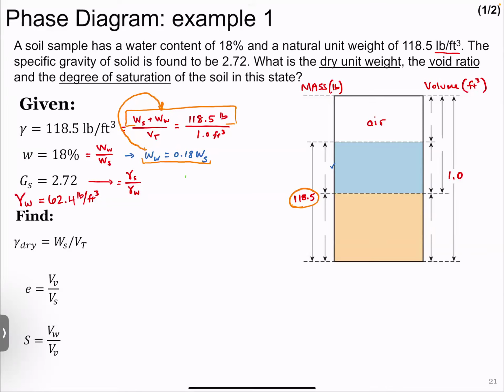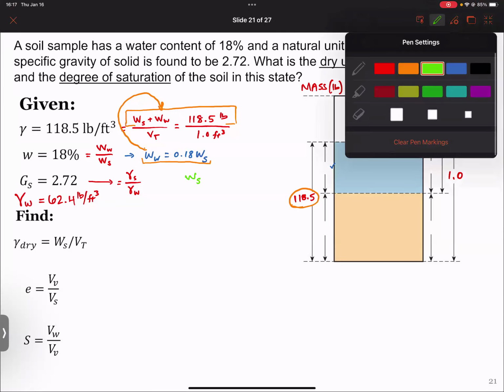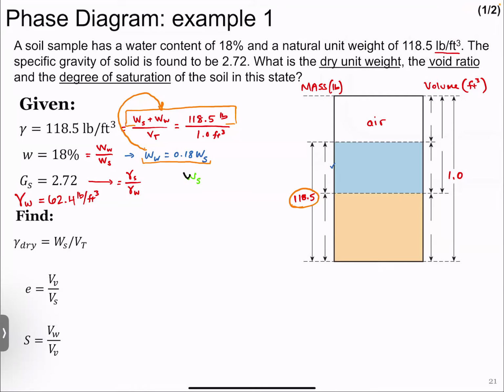So we get the weight of solid plus 0.18 times the weight of solid is equal to 118.5 pounds. So this is nice. We can just solve for this. This is 1.18 times the weight of solid is equal to 118.5 pounds. You just leave out the volume, which is equal to 1 here.